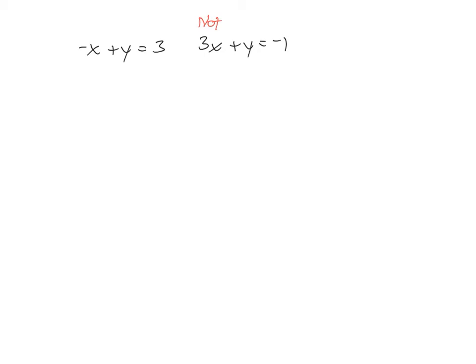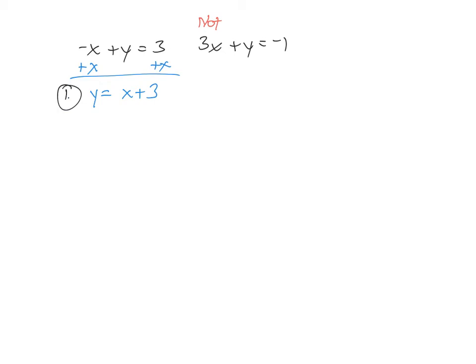So I'll choose the first one, and I will add x over here. And I get y equals x plus 3. You could put 3 plus x. It'll still work. Okay? So step 1 is finished. I got y by itself.